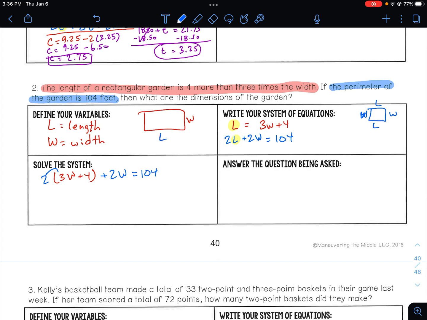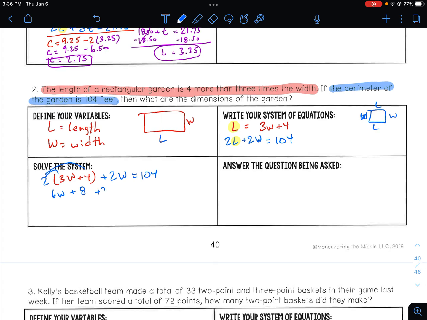Let's see, distribute that. 2 times 3W is 6W. 2 times 4 is 8, plus 2W equals 104. Combine my like terms. I've got 6W and 2W, both positive. That equals 8W plus 8 equals 104. Subtract 8 from both sides and you solve. That is 96 equals 8W. If you divide by 8, W equals 12. So now we know what the width is.